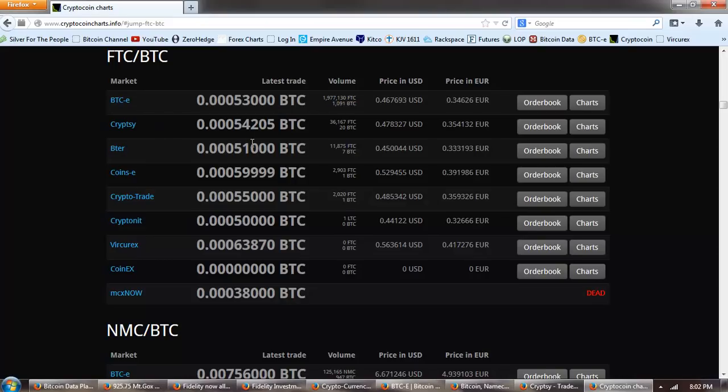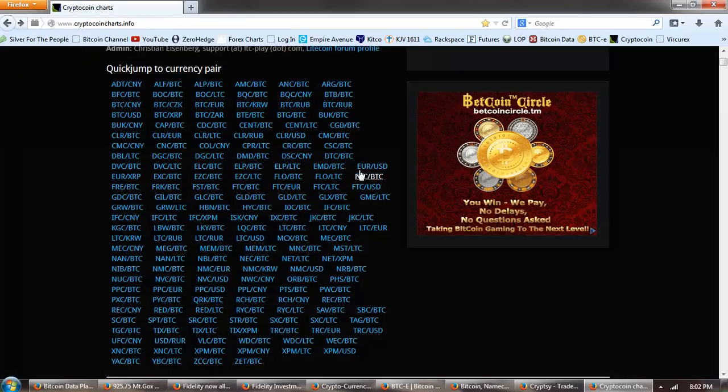Now, Cripsy comes in number two with about 20 Bitcoin volume, and then the rest trail in with very, very little. So there's a lot of exchanges, a lot of opportunity for arbitrage, but again, one primary market and a lot of very thin markets.